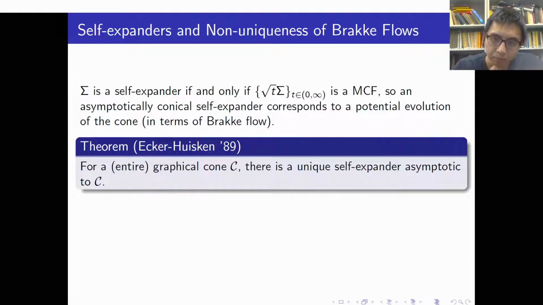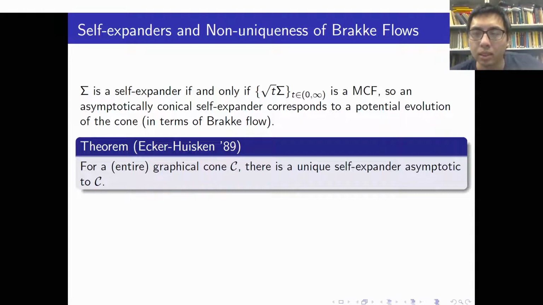And here is our first theorem, related to uniqueness. If your cone is graphical, so if your cone can be written as an entire graph over the hyperplane, then there's a unique self-expander asymptotic to C. That's a classical result of Ecker-Huisken, and to be honest, it has nothing to do with the cone structure. It's just the uniqueness of evolutions of entire Lipschitz graphs. So that kind of covers the single cone case.